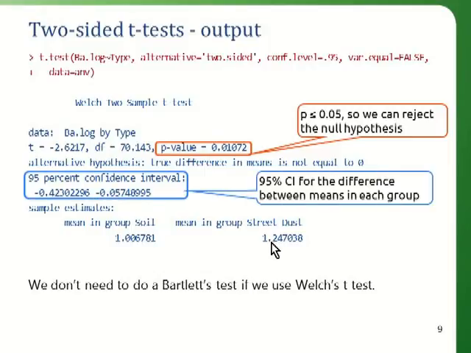And if we want to have them in not log units, we could simply convert those back. So the mean in group soil is 10 to the 1.007. The mean in the group street dust is 10 to the 1.247. Right. So we don't need to do the Bartlett's test of homogeneity of variances if we use Welch's t-test. Quite handy.